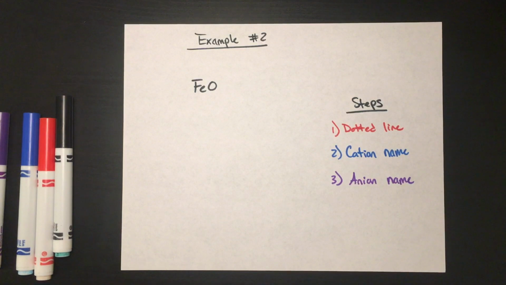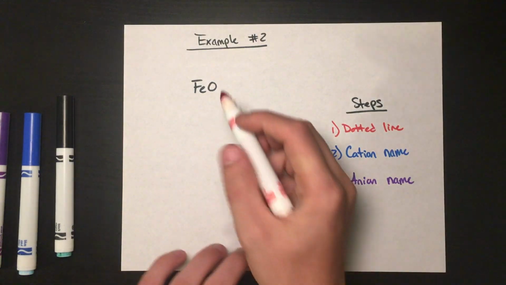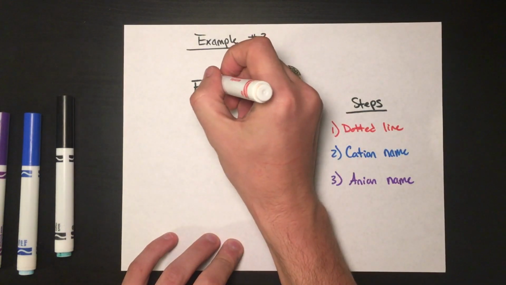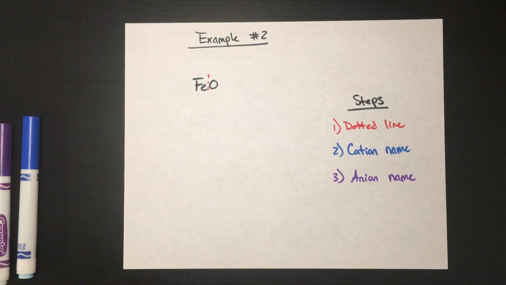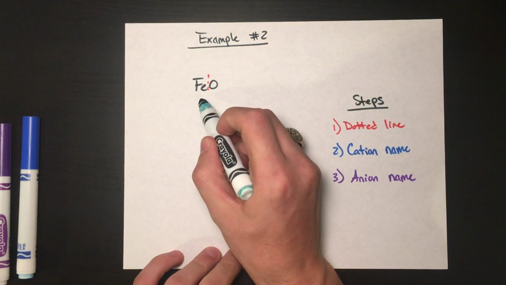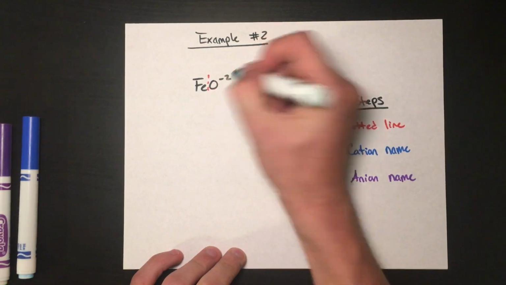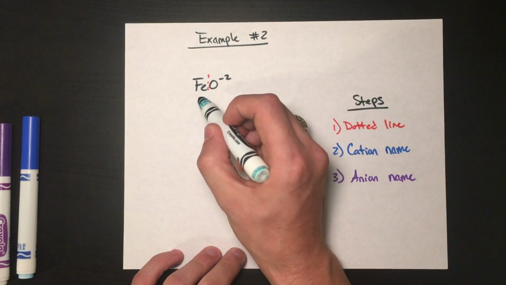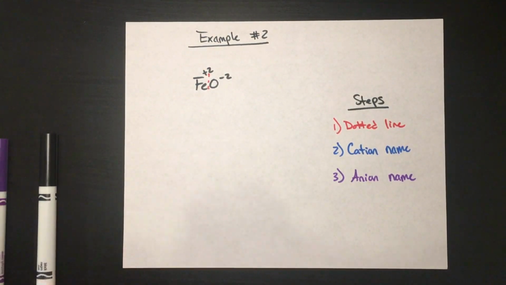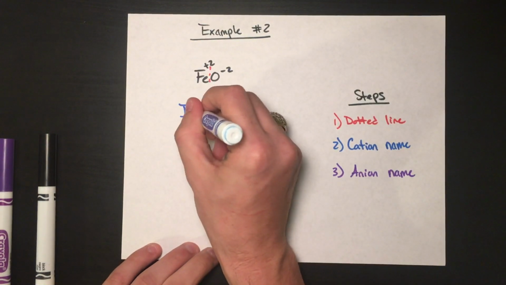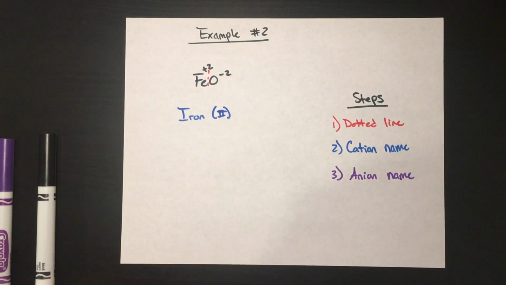All right, for our next example, we're going to use FeO. So the first step is that we're going to draw the dotted line between the cation, Fe, and the anion, oxygen. Then we're going to have two spots. So now, because we know that iron is a transition metal, we have to figure out the charge so we can write a Roman numeral. So oxygen we know has a -2 charge, and therefore because there's only one iron, we know that it has a +2 charge. So when we write the cation name, it will be iron 2 because it has a +2 charge.